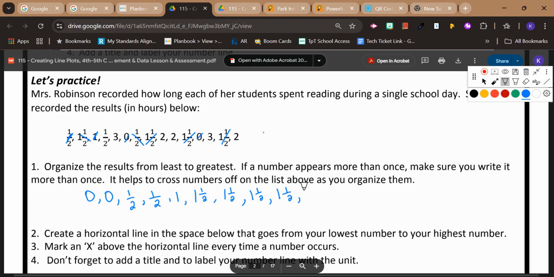Okay, what's after 1.5? 2. How many 2s are there? 1, 2, 3. So we're going to write that 3 times. And after 2, is there a 2.5? Nope, there's a 3. How many 3s? 1, 2. Did we count for all the data? All of it's there? Crossed off? Okay. Yep.